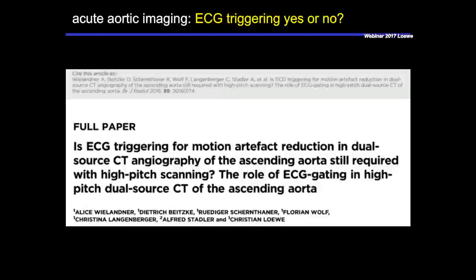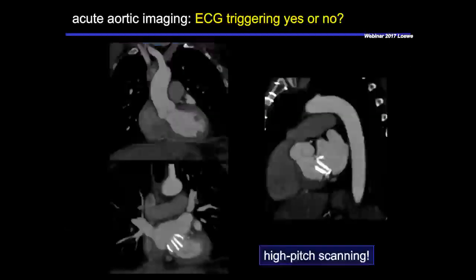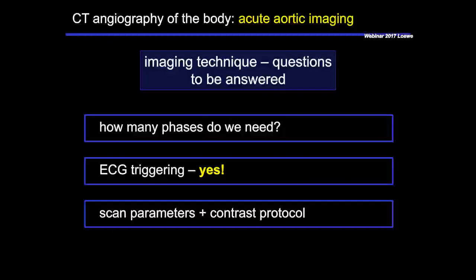We have shown in a paper that the assessment of the aortic root is even possible by such high pitch scanning. So in that regard, there is no difference in diagnostic accuracy between high pitch scanning, because the temporal resolution is that high, and ECG triggering. However, if you aim to get even some dynamic information about the dissection membrane and the flow situation, ECG triggering is highly recommended.